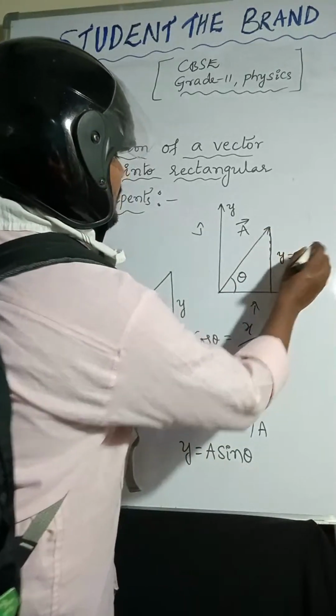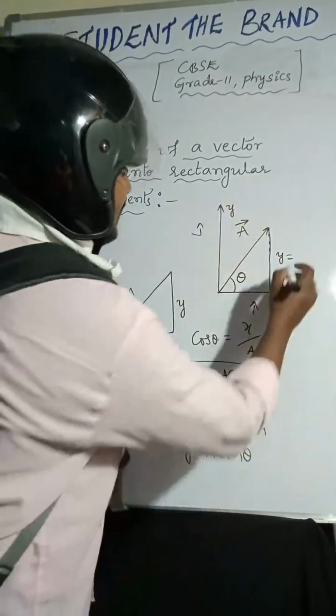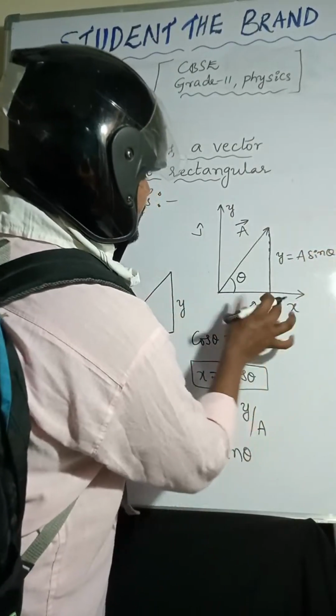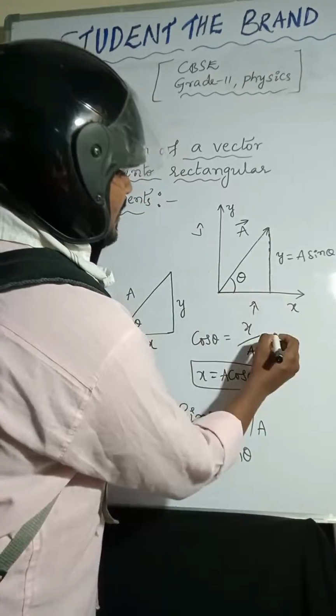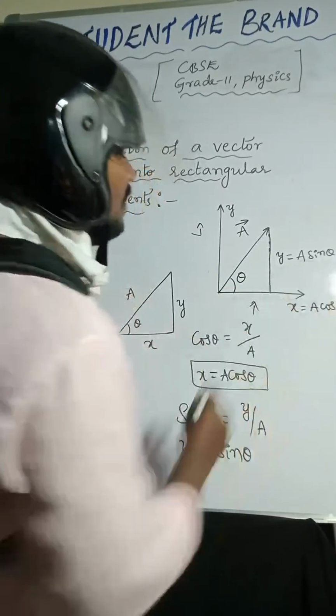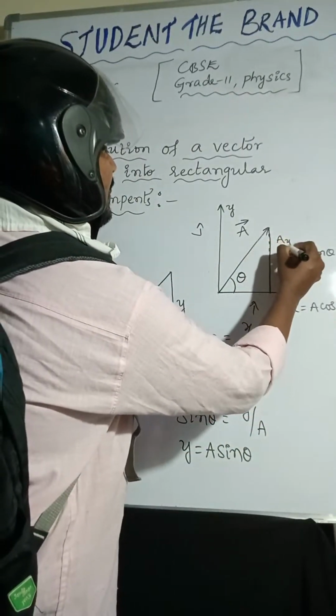So y equals, because it's parallel to this one. So this component I'm taking is a sin theta, and this component, until here, if you are taking, x equals a cos theta. So this also we can write as a_y.